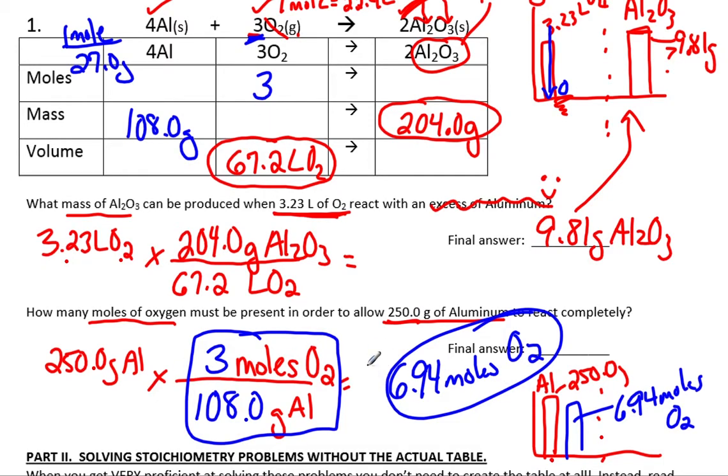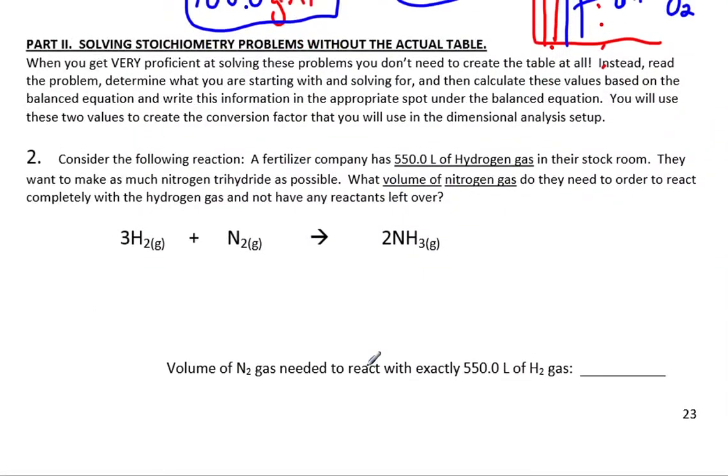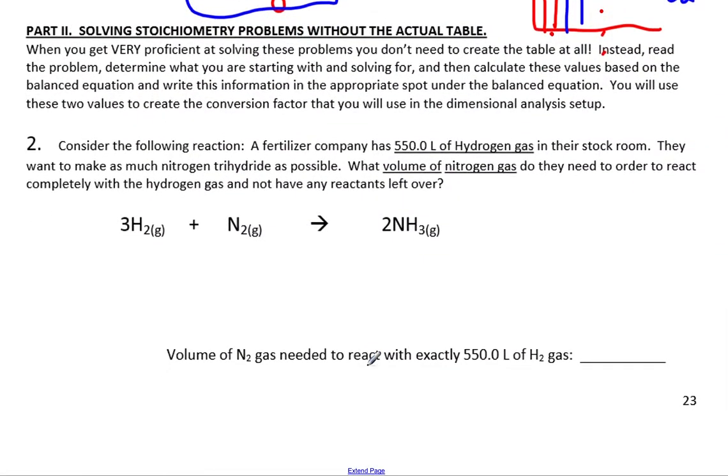All right, let's look at another problem where you don't have a table to rely on. So you can make one, I suppose, if you have to, or you could just use your imagination. So the question says, a fertilizer company has 550 liters of hydrogen gas in their stockroom. They want to make as much nitrogen trihydride, we know that's NH3, as possible. What volume of nitrogen gas do they need in order to react completely with the hydrogen gas and not have any reactants left over?